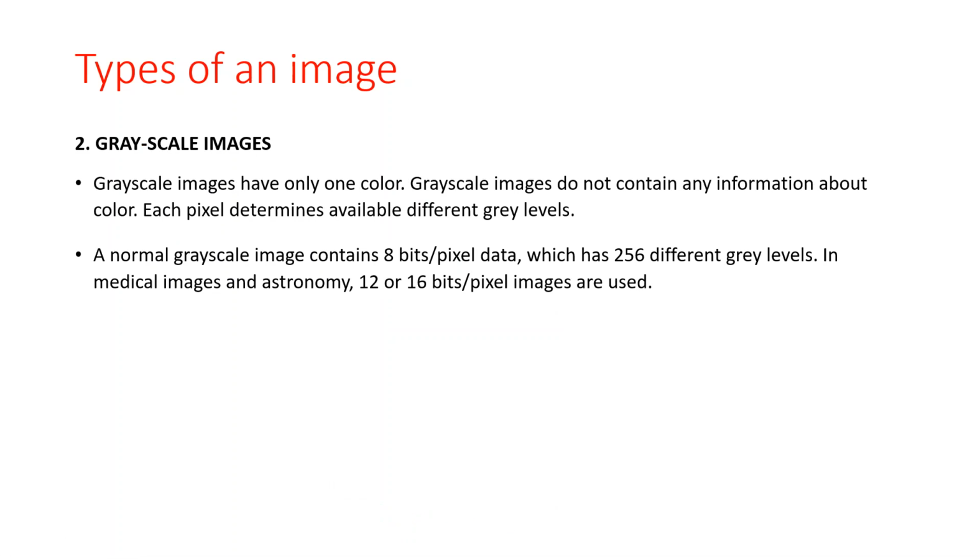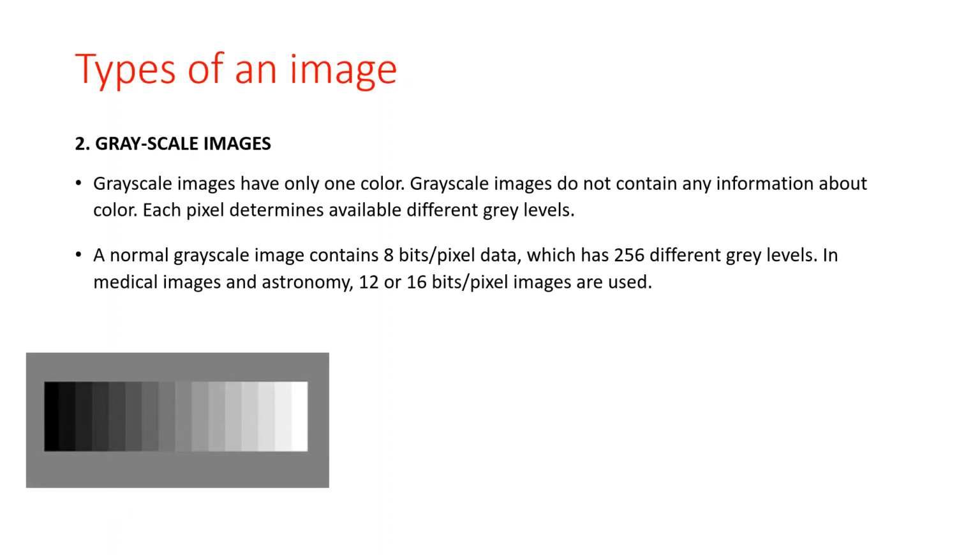The next type of image is the grayscale image. In the grayscale image, images have only one color. The grayscale image does not contain any information about color. Each pixel determines the available gray levels from white to black or black to white. The normal grayscale image contains 8-bit pixel data, which has 256 different gray levels. In medical images and astronomy, 12 or 16-bit pixel images are used. Here this image shows the gray scaling from 0 to 1.